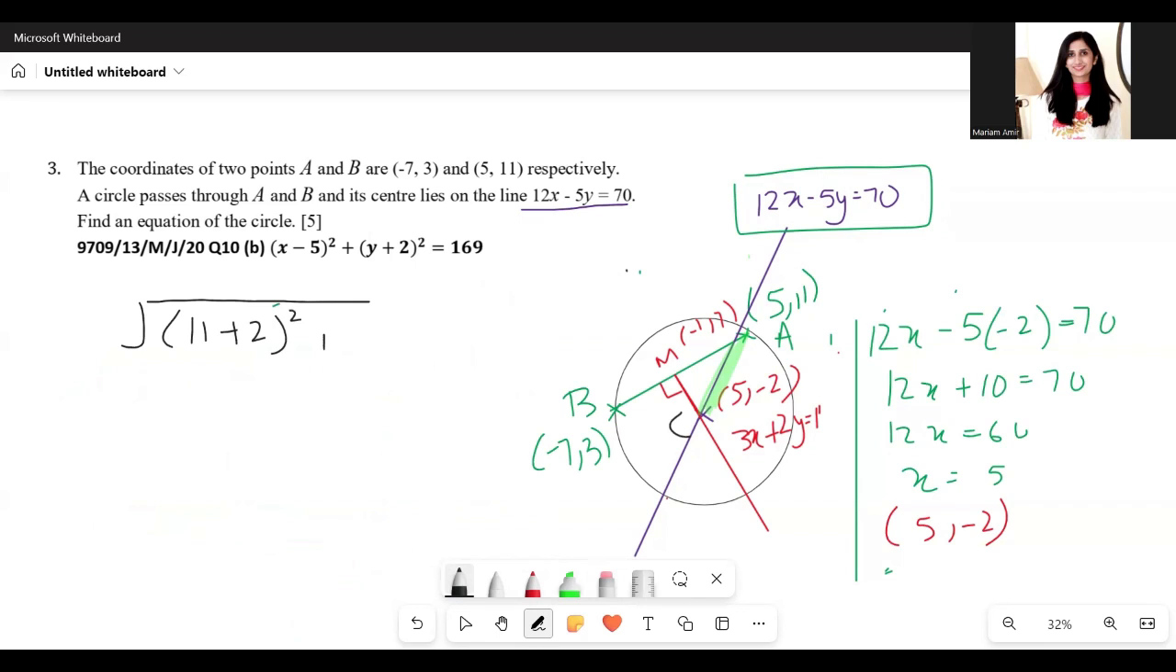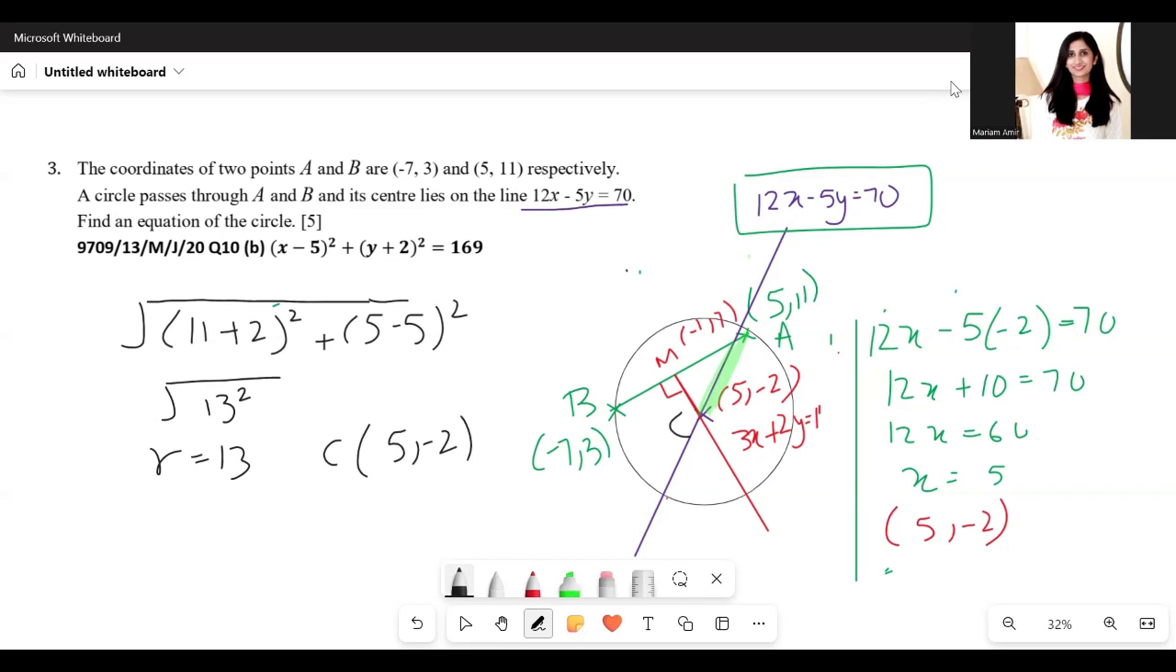Remember, this figure is not drawn to scale. So don't let this confuse you that this is also 5, this is also 5. Why are they at two different spots? So this would be the square root of 169, which is going to be 13. So the radius comes out to be 13, and the center came out to be 5 comma minus 2.